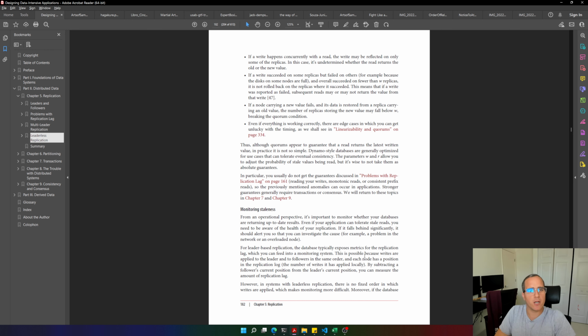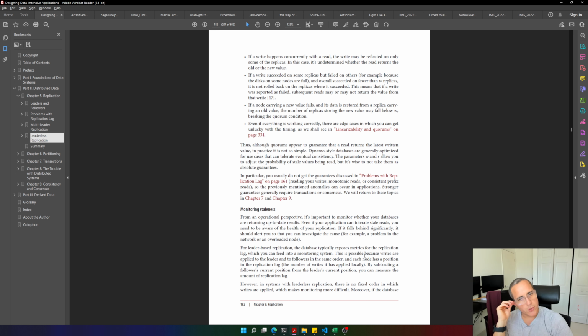Even if everything is working correctly, there are edge cases in which you can get unlucky with the timing, as we shall see in "Linearizability and Quorums" on page 334. Thus, although quorums appear to guarantee that a read returns the latest written value, in practice it is not so simple. Dynamo-style databases are generally optimized for use cases that can tolerate eventual consistency. The parameters W and R allow you to adjust the probability of a stale value being read, but it's wise not to take them as absolute guarantees.